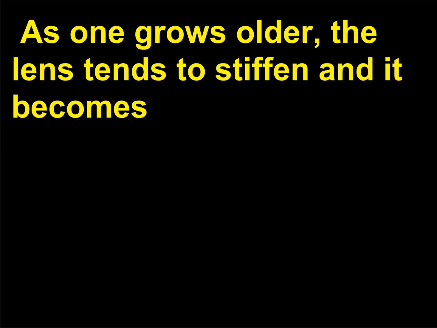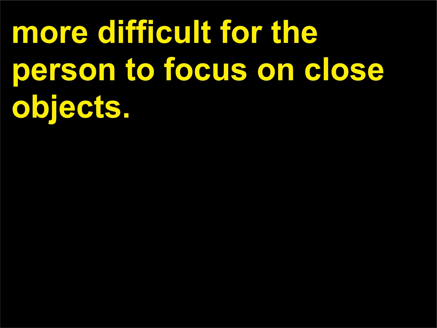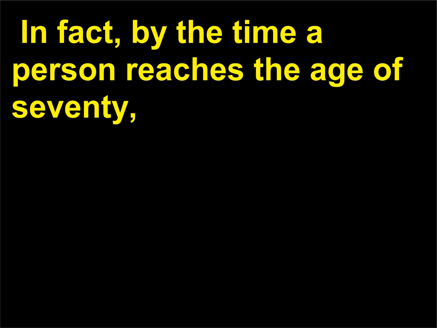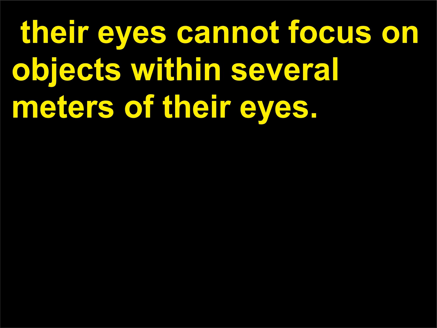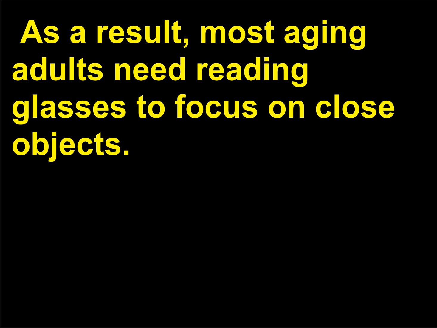As one grows older, the lens tends to stiffen and it becomes more difficult for the person to focus on close objects. In fact, by the time a person reaches the age of 70, their eyes cannot focus on objects within several meters of their eyes. As a result, most aging adults need reading glasses to focus on close objects.